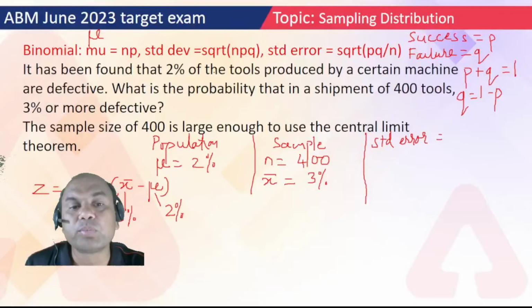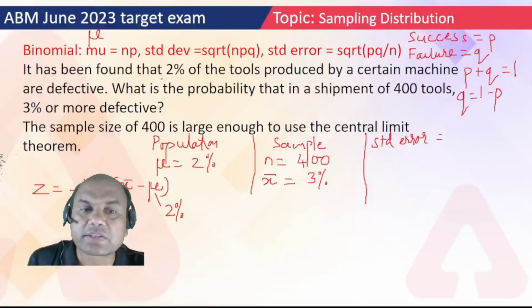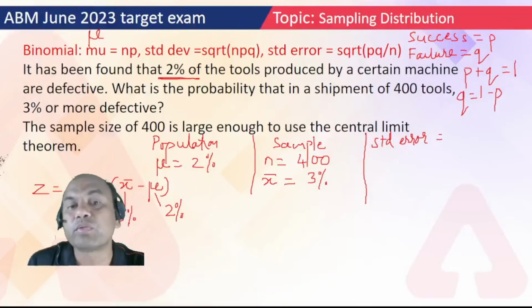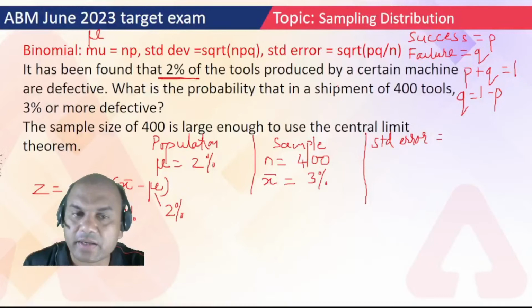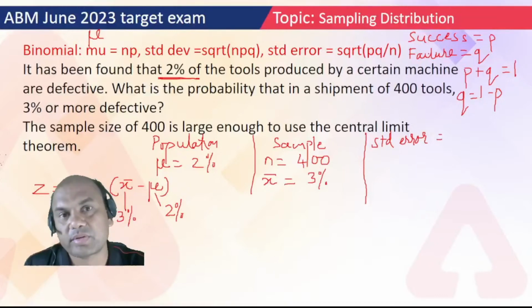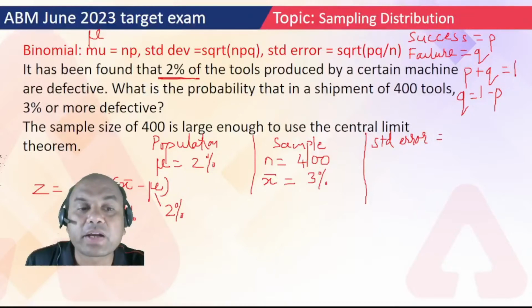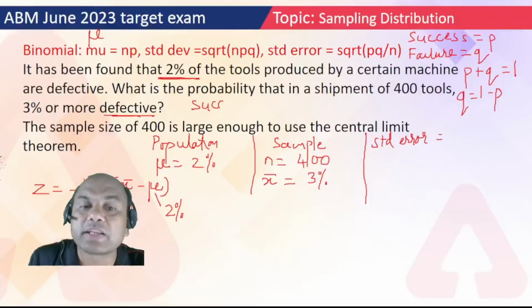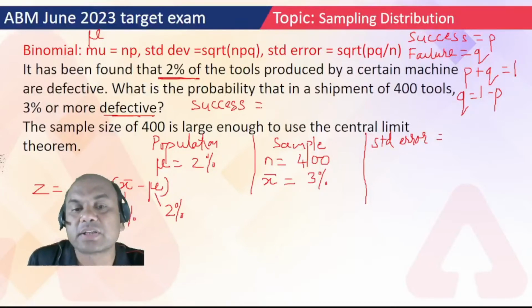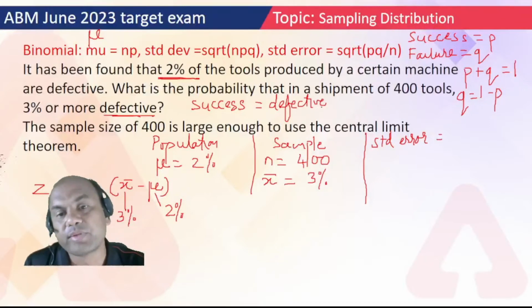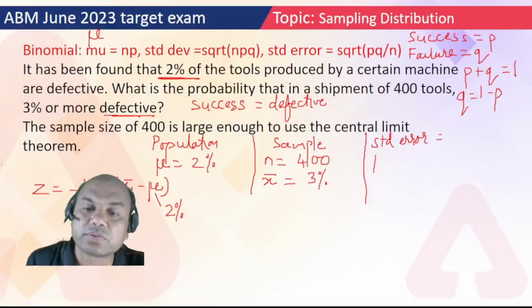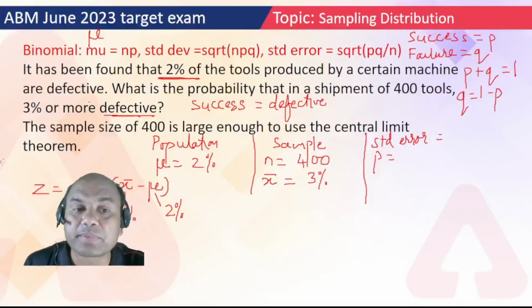Now I want defective. So what is my P now? P equals 2%. I won't take this 3% now because that is asked. What is given is important. So P equals 2%. I'll write this percentage in terms of points, so it is 0.02, divided by 100. If P equals 0.02, what about Q? Q is 1 minus P. So it is 1 minus 0.02. What is the answer? 0.98. Correct.